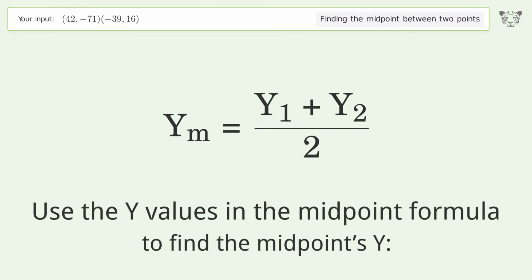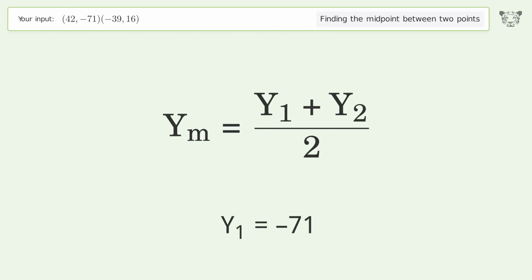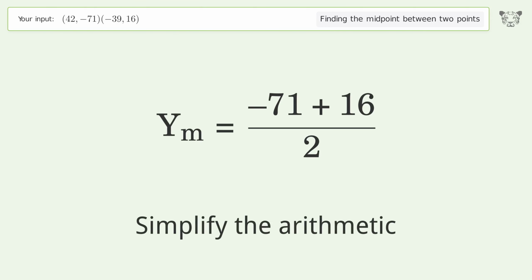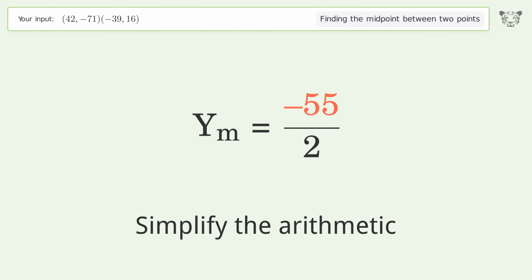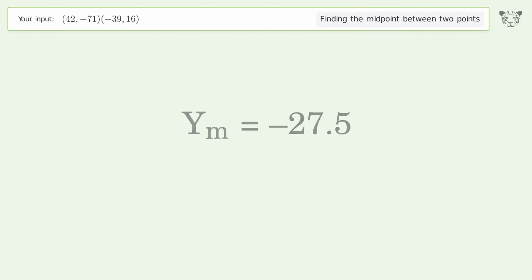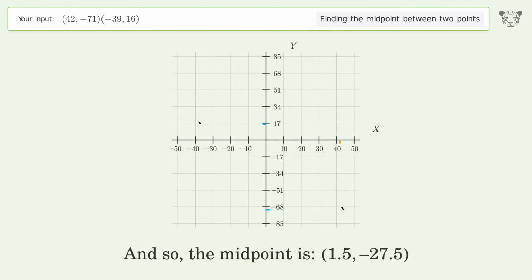Use the y values in the midpoint formula to find the midpoint's y. y1 equals negative 71. y2 equals 16. Simplify the arithmetic. And so, the midpoint is 1.5, negative 27.5.